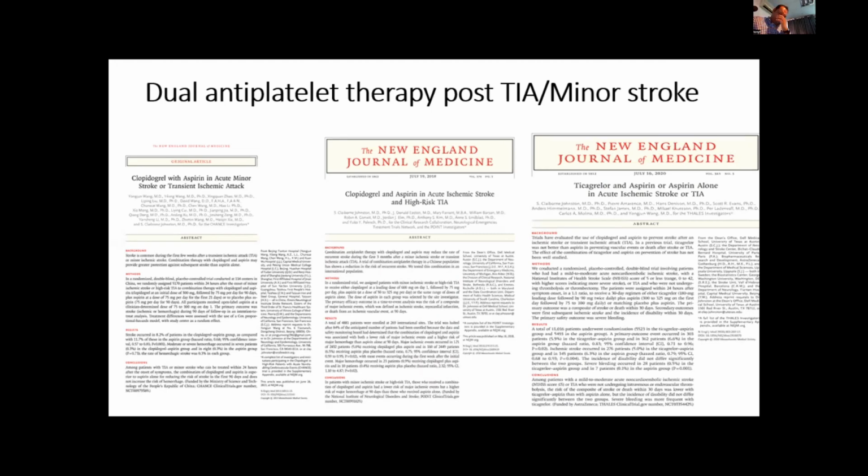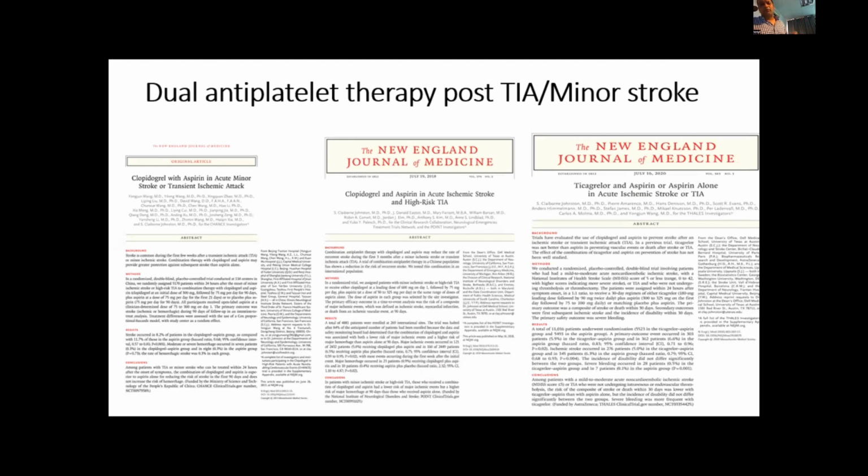That has been criticized because clopidogrel has lots of phenotypical metabolism issues. The Chinese population is very different. It has a very high vascular risk profile that is untreated. That population also has a lot of intracranial disease, and intracranial disease has been shown to be highly responsive to dual antiplatelet therapy. So that trial has been criticized.